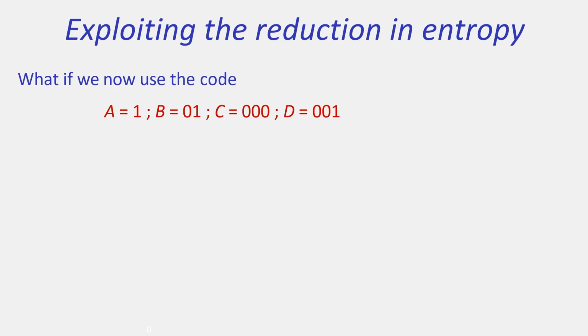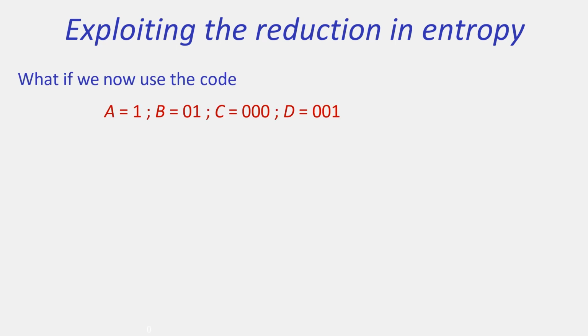Is it possible to exploit that reduction? Previously, we knew we had to use at least 2 bits on average. Now, with this new distribution, we know we have to use at least 1.75 bits on average. Is it possible to do that? Well, what if we use this coding?